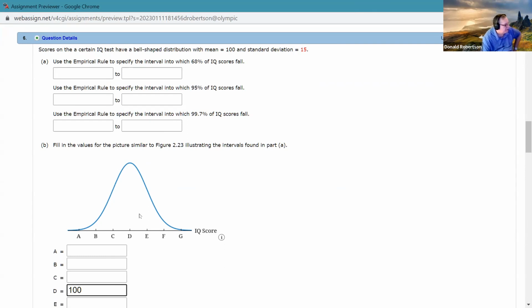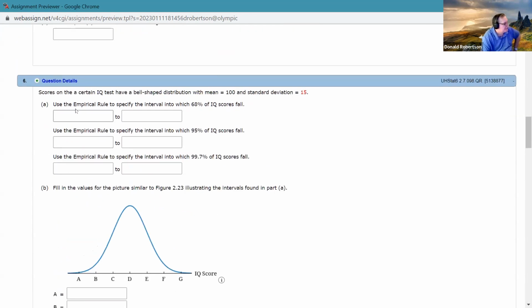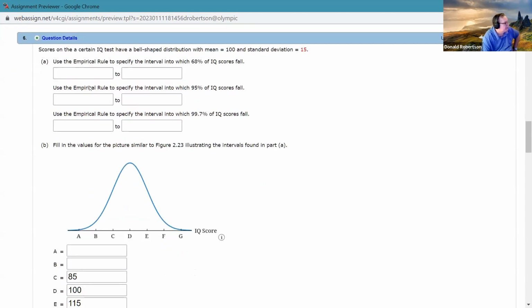Gotcha. Now, if you move one standard deviation to the left and one standard deviation to the right, in this case 15, you're going to get to 85 on this side, and on this side, 115. So far, so good. Now, 68% of the people are within one standard deviation, so 85 to 115. Do you see how I got those two numbers? Middle, one to the left, one to the right.